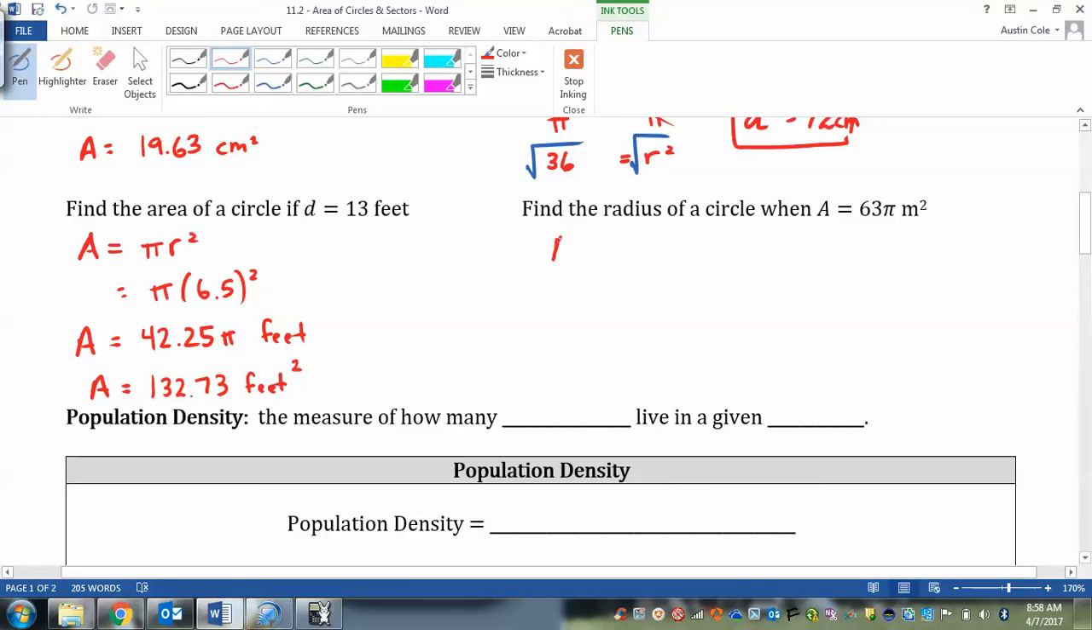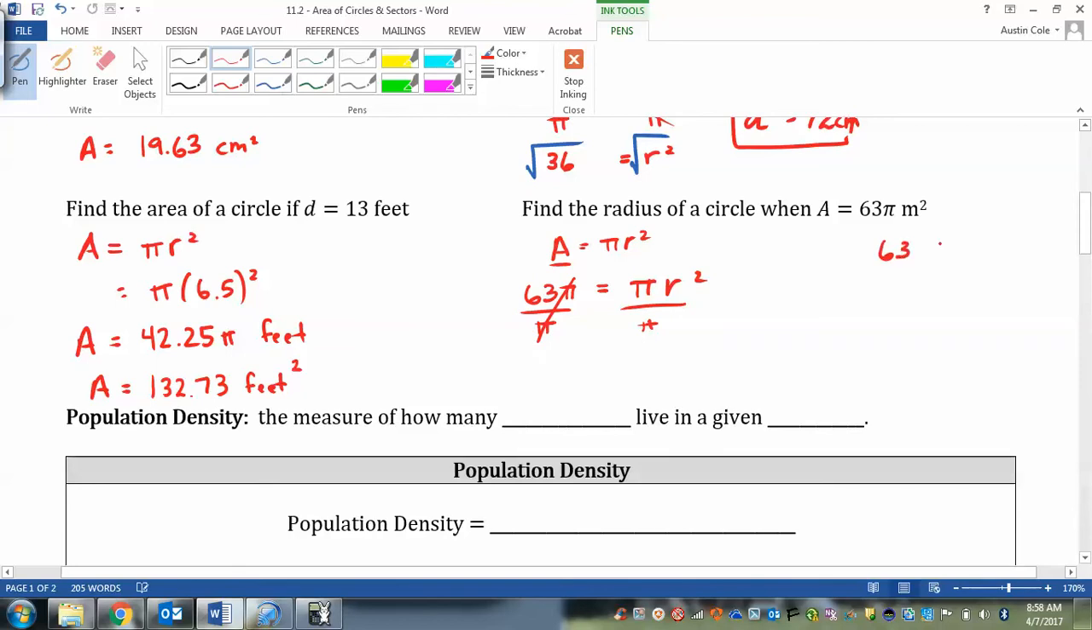Okay, last one here says find the radius if our area equals 36 pi. So area equals pi r squared. And if our area is 36 pi, I'm going to plug 36, or excuse me, 63 in for the area. So 63 pi equals pi r squared. I need to solve for r. I'm going to divide both sides by pi. What happens to our pi's here? They cancel.